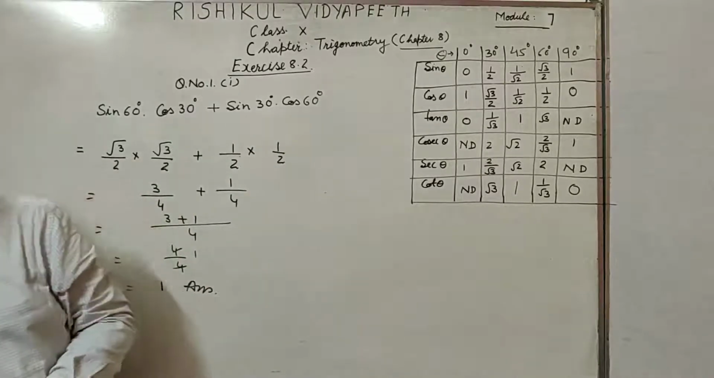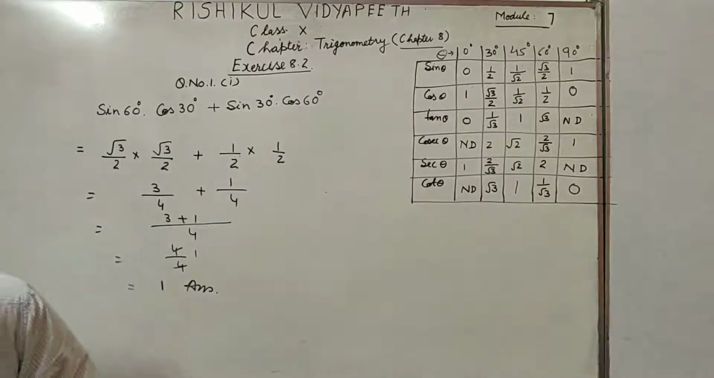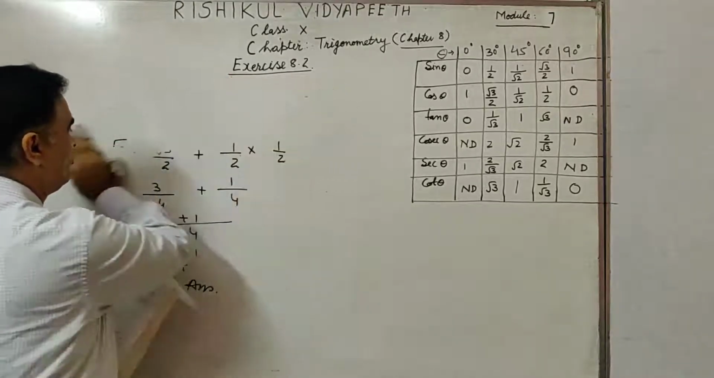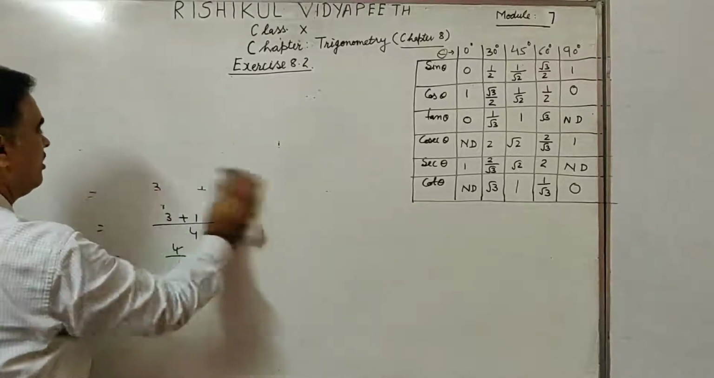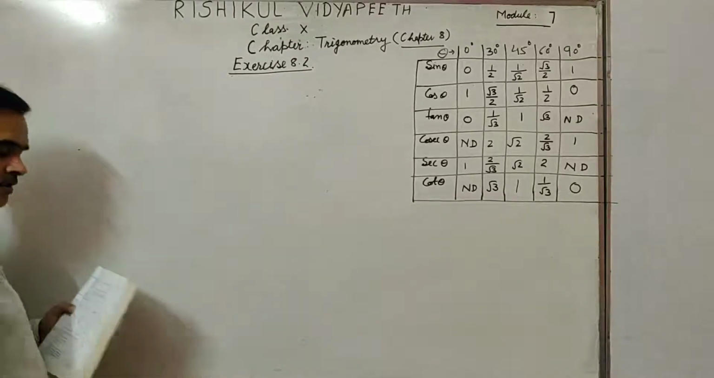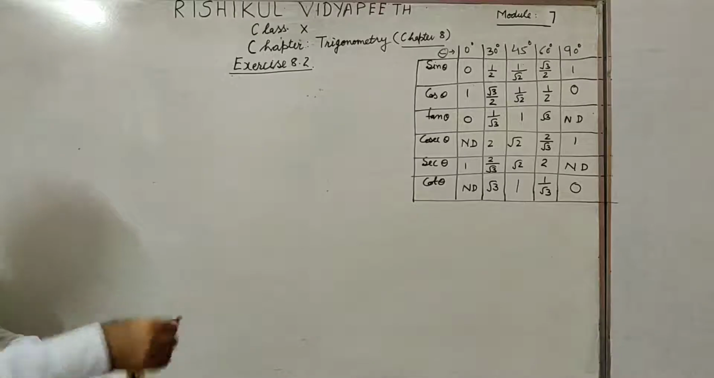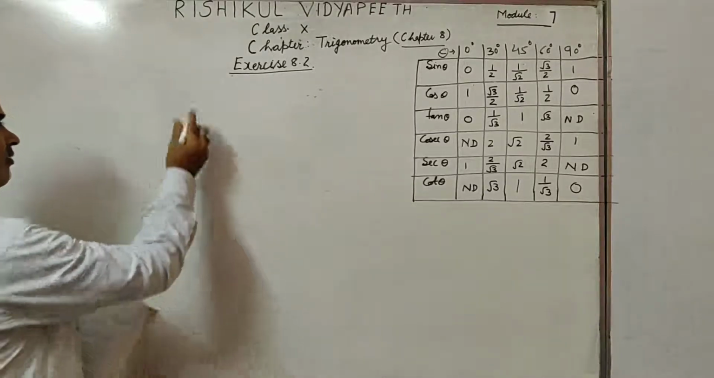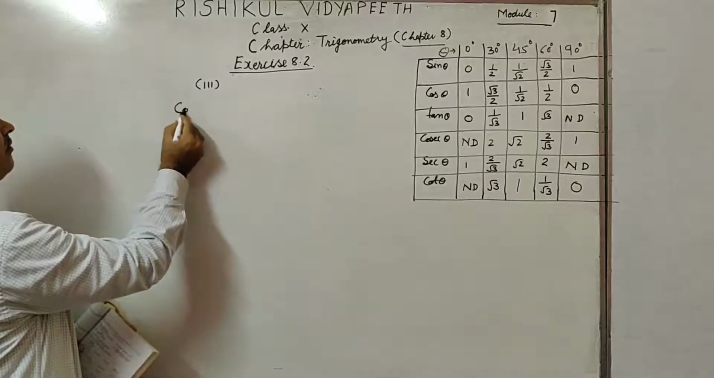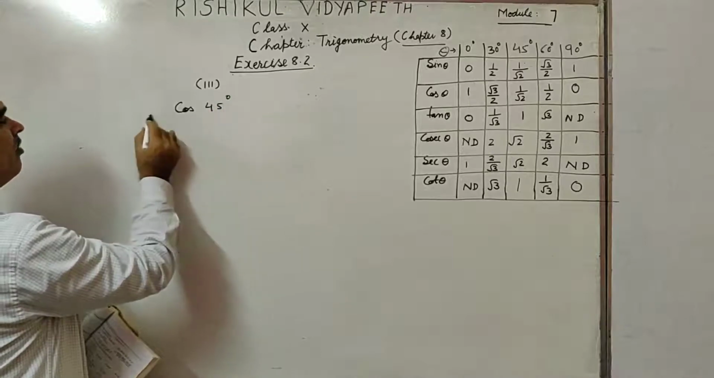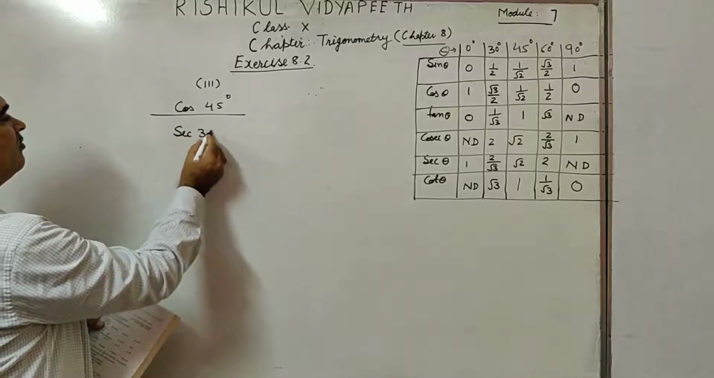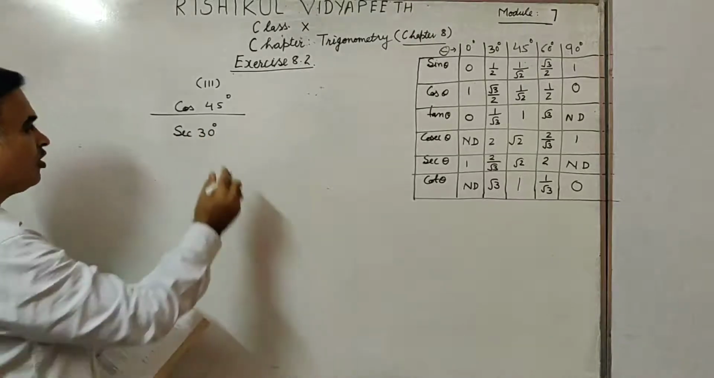Now we are to take the next question. The second is the same type. You will do it yourself. Now I am discussing the third part, because here some students commit mistakes in evaluating this. You see the third part. In this third part, what has been given? It is given cos 45 degree upon sec 30 degree plus cosec 30 degree.